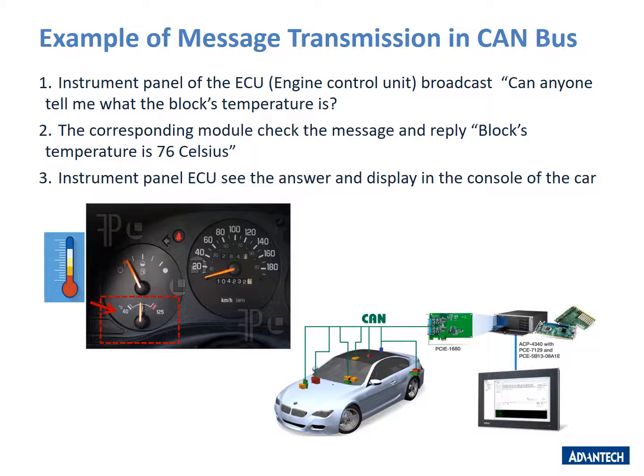Example of message transmission in CAN bus. In this scenario, the whole system is composed of some small modules that contain the sensors. In the internal circuit of the car, the ECU sends a message that requests the block's temperature. All the modules can receive that message. The modules using filters will check if the information is relevant and will give back a response. Finally, the ECU will take the temperature information and display it on the console. The same information can be displayed on an external panel employing a CAN bus PCI card that will be the interface between the ECU and the exterior.